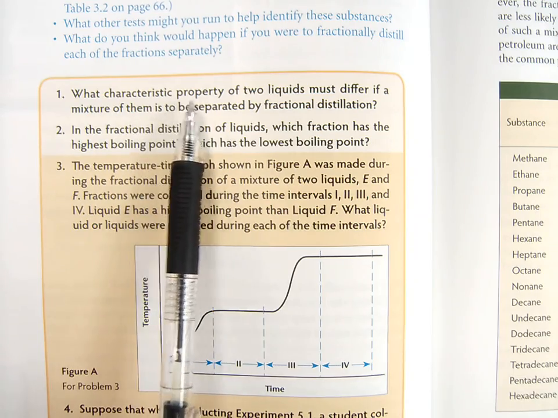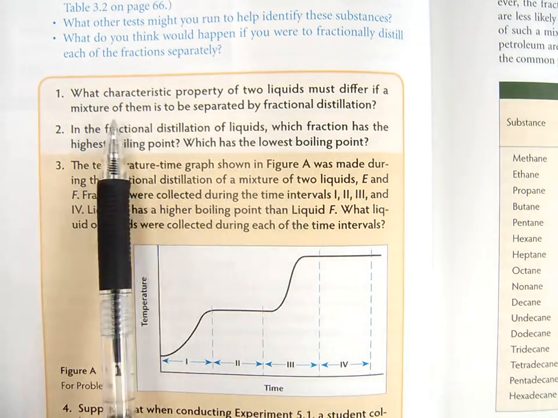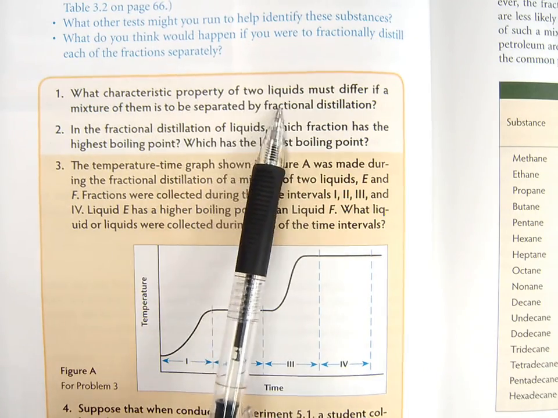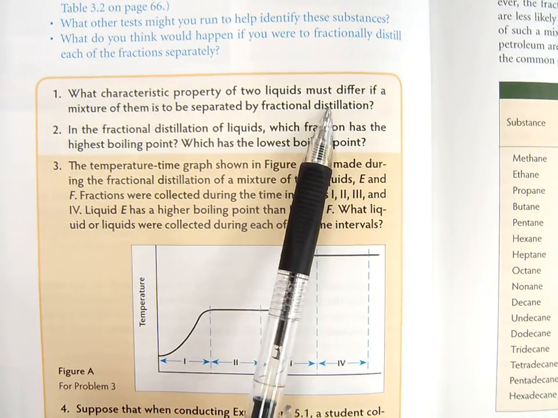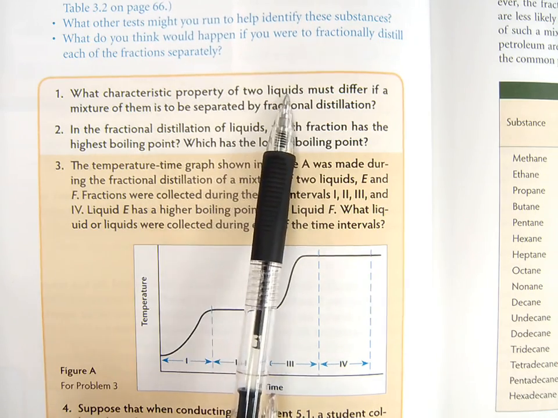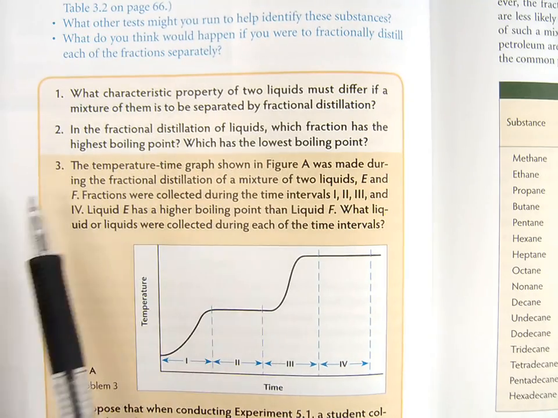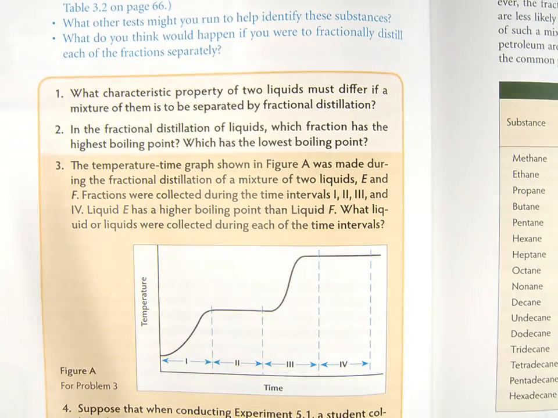It says, what characteristic property of two liquids must differ if a mixture of them is to be separated by fractional distillation? So the characteristic property is boiling point. Two liquids must have different boiling points in order for us to be able to separate them by fractional distillation. So the answer is boiling point for number 1.